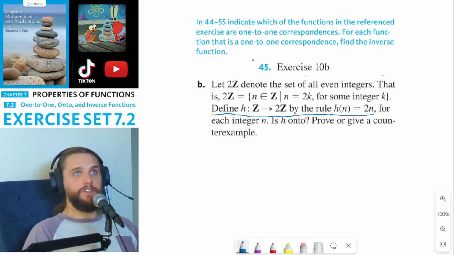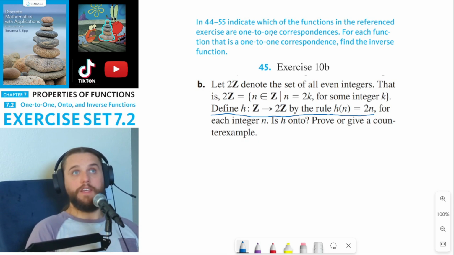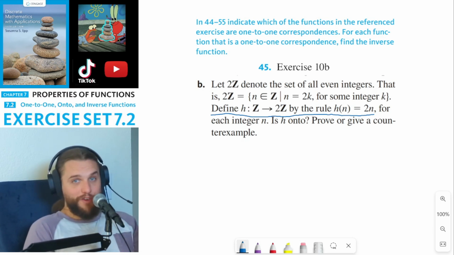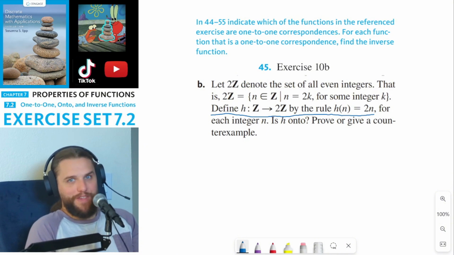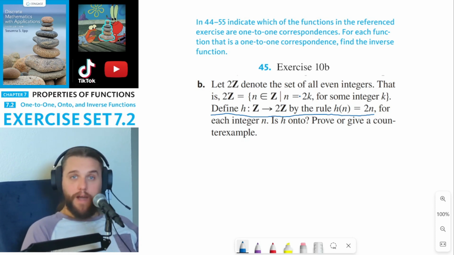Is h onto? Now, we don't need to do 10b. We just need to determine whether or not these functions are one-to-one correspondences, and if they are, then we need to find the inverse. Luckily for us, we don't actually have to prove that these functions are one-to-one in this problem. We just have to determine if they're one-to-one, and if they are, we can find their inverse. Let's remind ourselves that a function is one-to-one if all of the outputs of the function are unique. They're all different from each other.